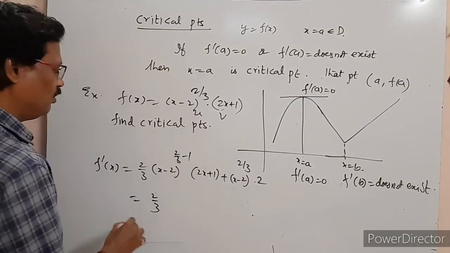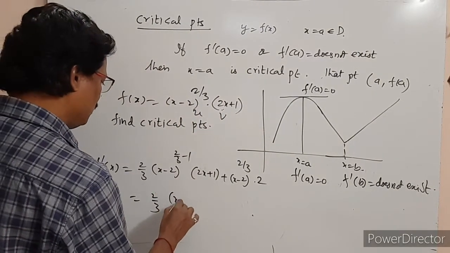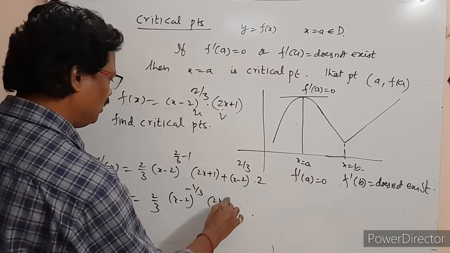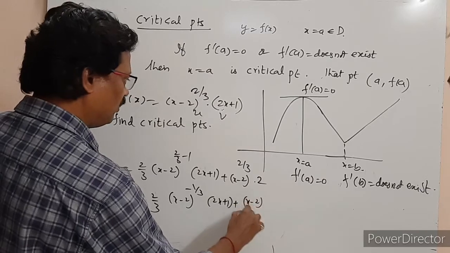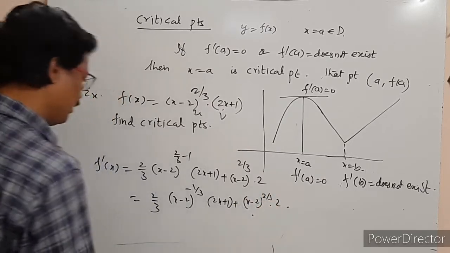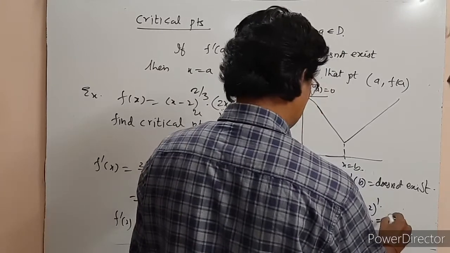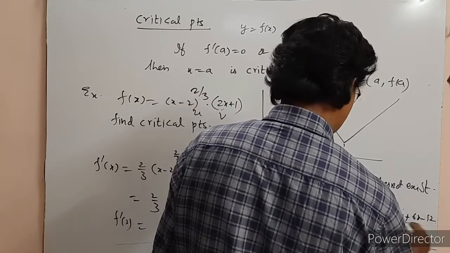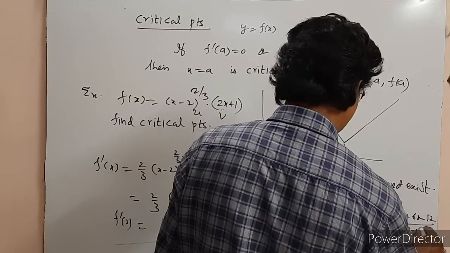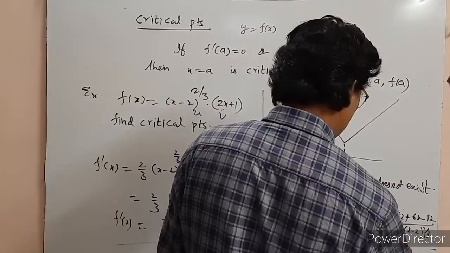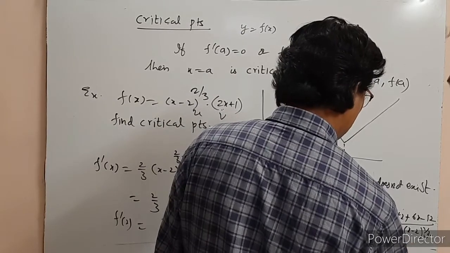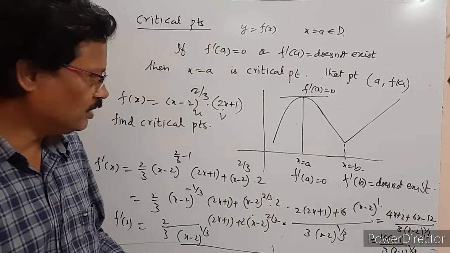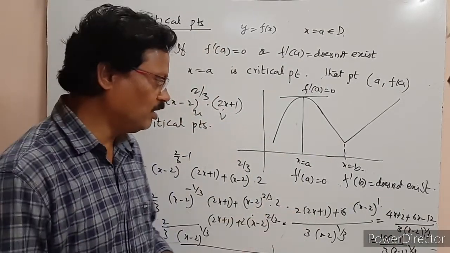2 by 3 (x minus 2) to the power of minus 1 by 3, 2x plus 1, plus (x minus 2) to the power of 2 by 3 into 2. This is 4x plus 2 plus 6x minus 12 by 3 into (x minus 2) to the power of 1 by 3, that is 10 into (x minus 1) by 3 into (x minus 2) to the power of 1 by 3. Now, if you see this one, this f dash x is 0 where x is equal to 1.